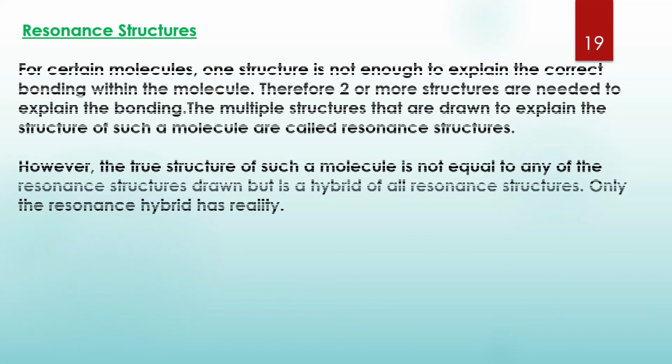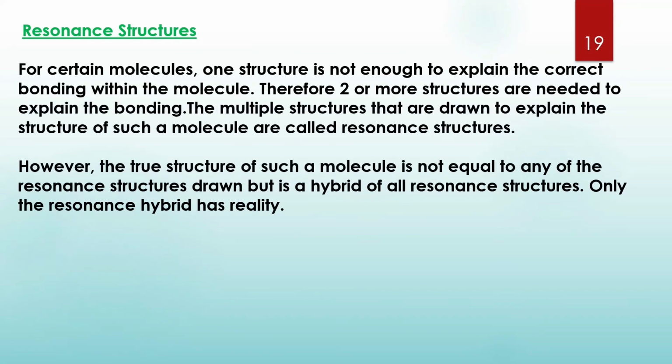Alright, our next topic is resonance structures. For certain molecules, one structure is not enough to explain the correct bonding within the molecule. Therefore, 2 or more structures are needed to explain the bonding. And the multiple structures that are drawn to explain the structure of such a molecule are called resonance structures. However, remember that the true structure of a molecule is not equal to any of the resonance structures drawn, but is a hybrid of all the resonance structures. Only the resonance hybrid has physical reality.